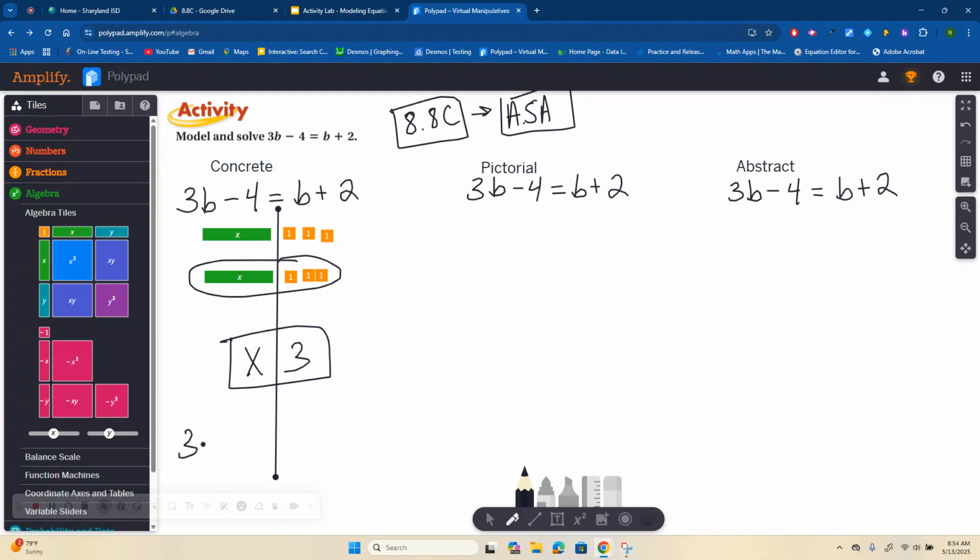So x equals 3. We can always check it. 3 times 3 minus 4 is 9 minus 4 is going to be 5. Over here, 3 plus 2 is 5, so 5 equals 5. I have the right answer. That's it. That's using algebra tiles to solve for a variable. It's almost impossible to get the wrong answer.